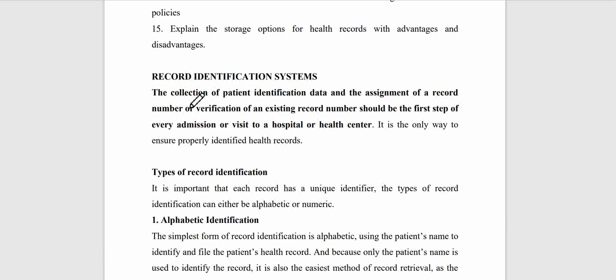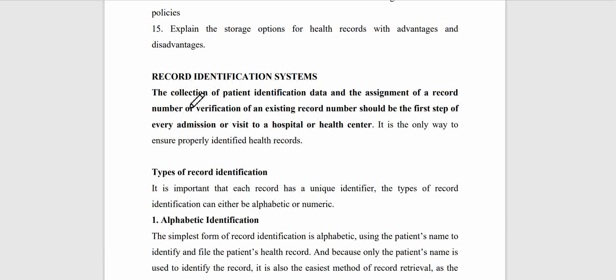Why do we do that? Because we are avoiding any mistakes of giving one person two numbers at the same time, or maybe at the end of the day the patient will have two records in the facility, because two different records are registered under one name and under the same number. So which means it belongs to one person.